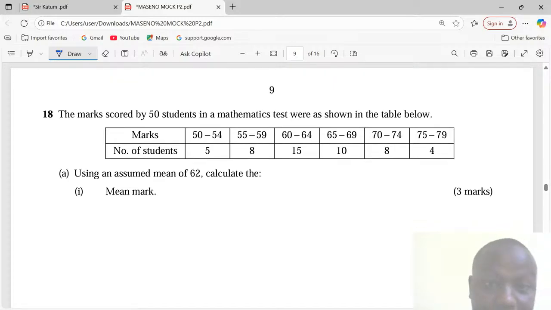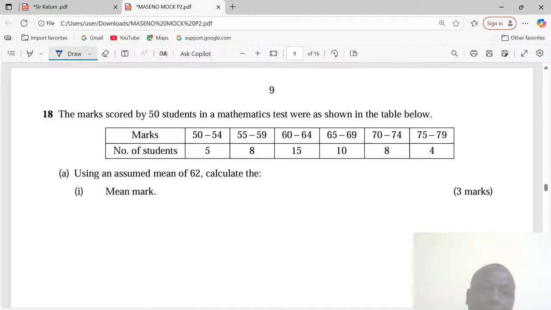Number 18, a question on statistics. Remember that in KCSE, statistics is a topic that rarely misses in the exam. So expect statistics in KCSE, because in previous years, statistics has been there. So why would it miss in 2025? Definitely it shall be there. So please prepare yourself for statistics.